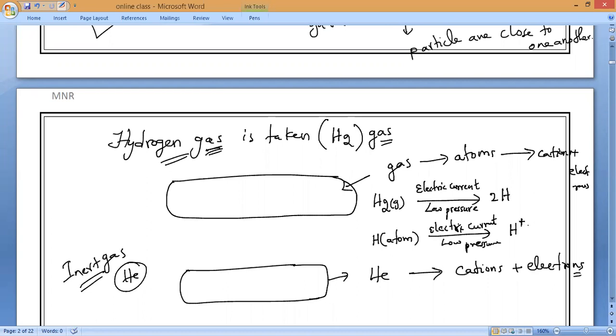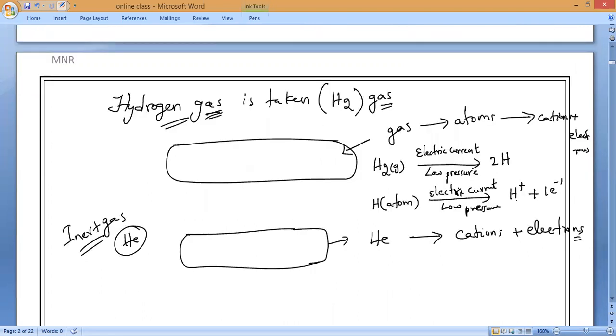It will turn into H plus and 1 electron minus 1. That is what will happen. So H plus is the anode rays and the electron is the cathode rays. That's all it is. Is it clear, all of you? Any doubt, sir? You can ask me.